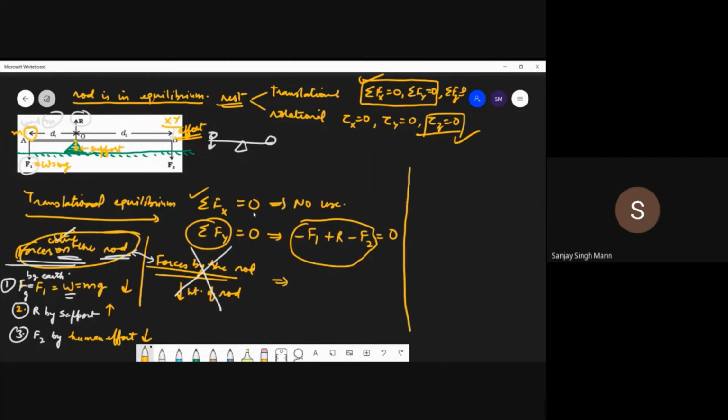And I can further write it as, yes, take F1 and F2 to the other side. So you'll get F1 plus F2 is equal to R. Okay. So this is what we need to do.